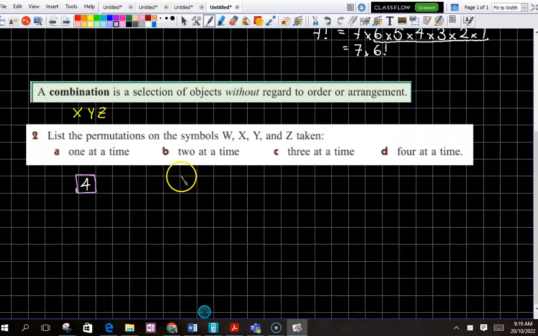How many ways if we take 2 at a time? So then we've got our 2 boxes. How many choices have we got for the first position? First position, 1, 2, 3, 4. Now we've used 1. So 3, so we can go 4 times 3.